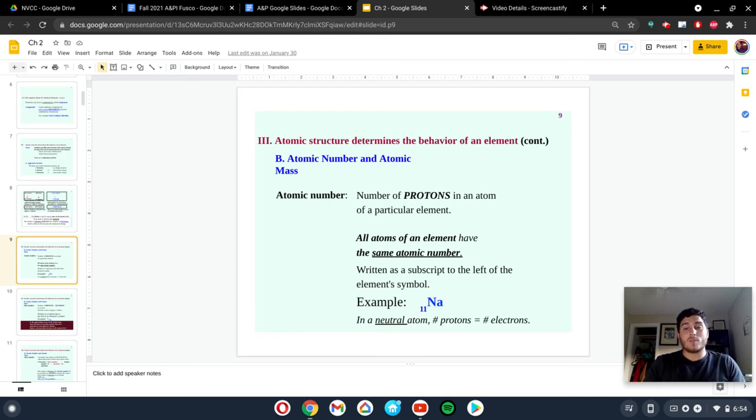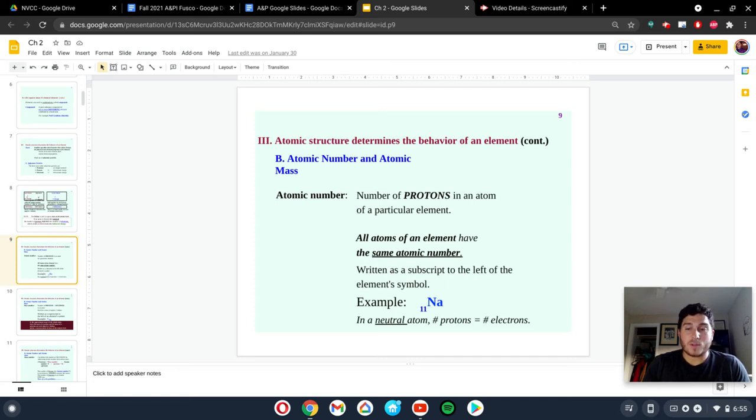Can you change the number of neutrons? Yes, it is still sodium if you change the number of neutrons. Can you change the number of electrons? Yes, you can change the number of electrons, and it's still sodium. Key here is atomic number is the number of protons.